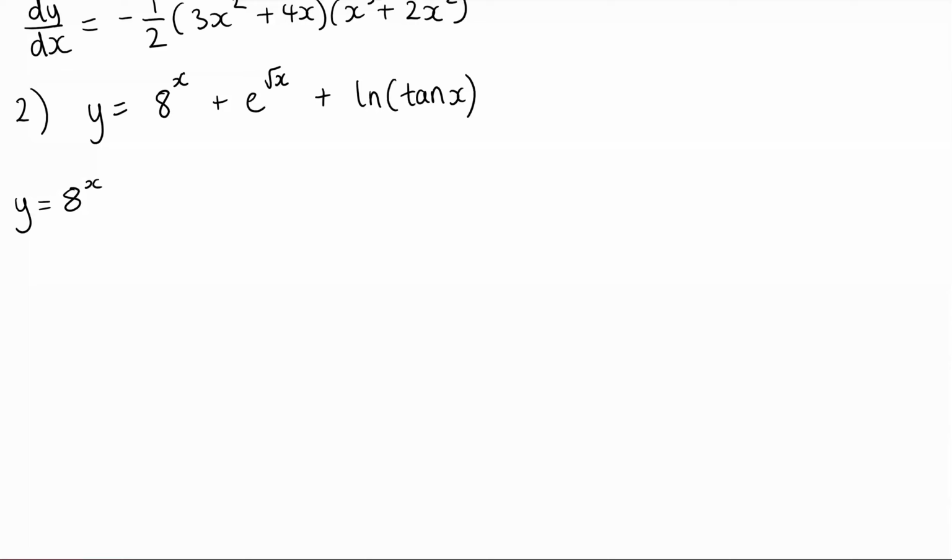So I'm going to start off by differentiating the 8 to the power of x. When you differentiate a to the power of x, you write down a to the power of x and you multiply it by the natural log of a. Okay, so in this case the a is an 8. So we write 8 to the power of x and then we multiply it by natural log of that base, so natural log of 8.